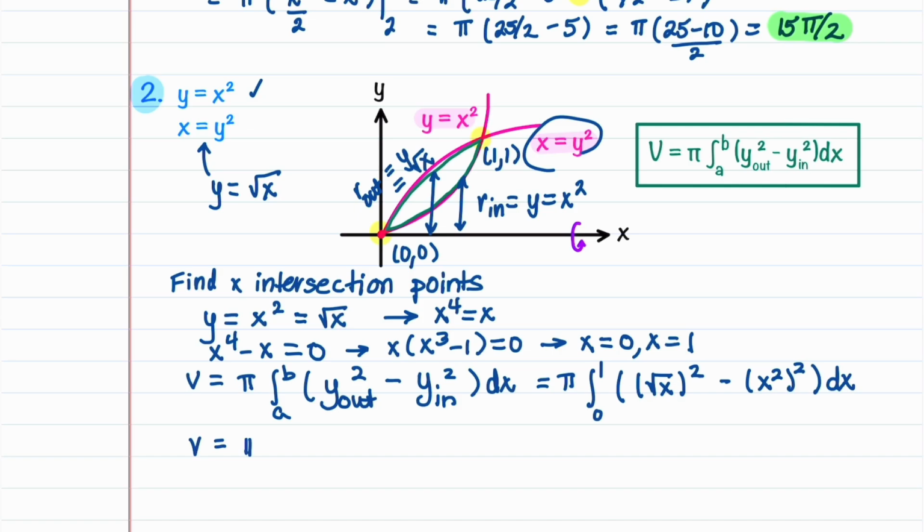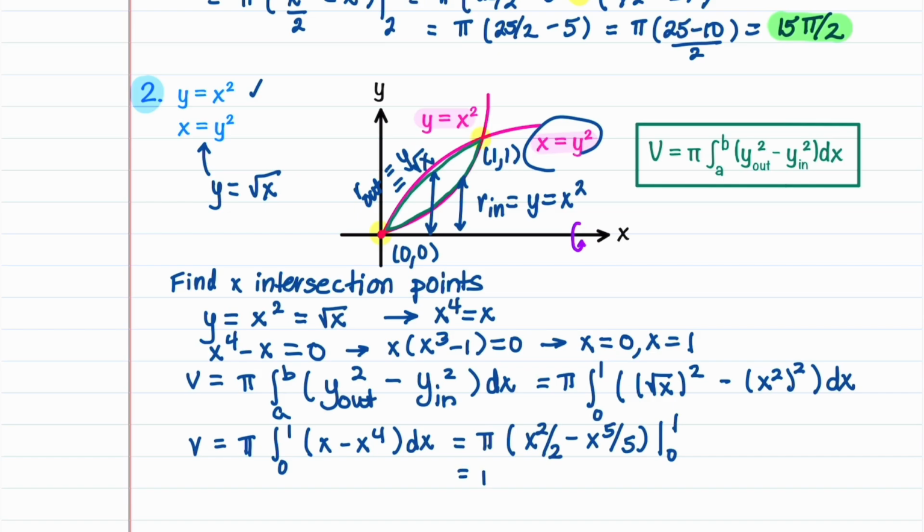This is pi times the integral from 0 to 1. Square root of x squared is just x, and then we have minus x to the fourth dx. This is equal to pi times x squared over 2 minus x to the fifth over 5, and we're integrating from 0 to 1. It's always nice when we have 0 as a limit of integration because we don't have to do as much work.